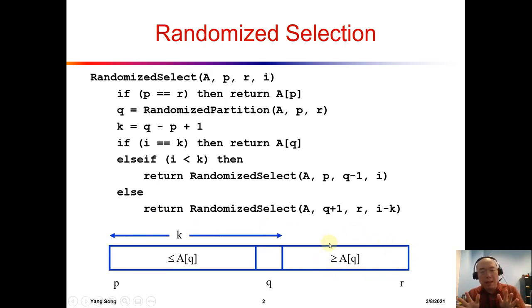So depending on i, the order statistic you are looking for, after the partition you only want to do a lookup or a recursive selection on one side, either the lower side or the upper side. This is the idea of the randomized selection.